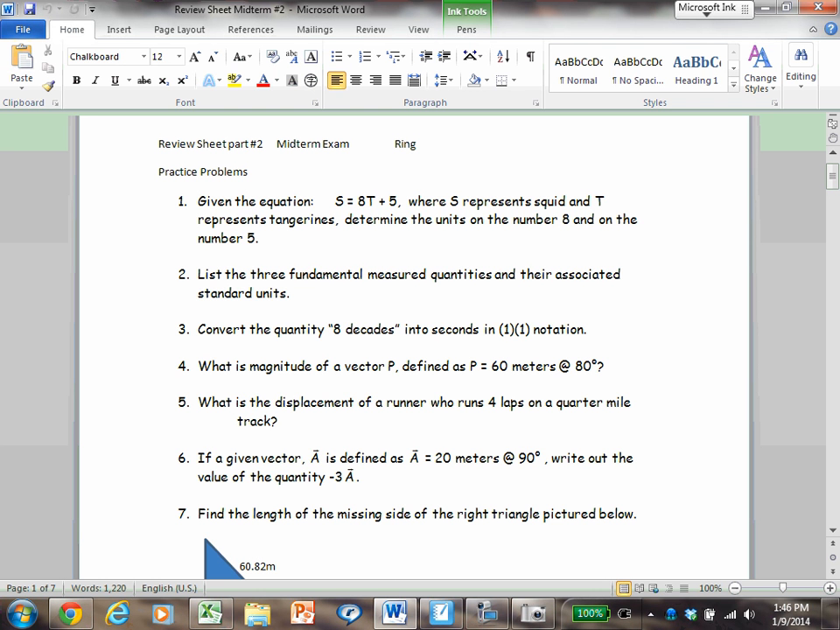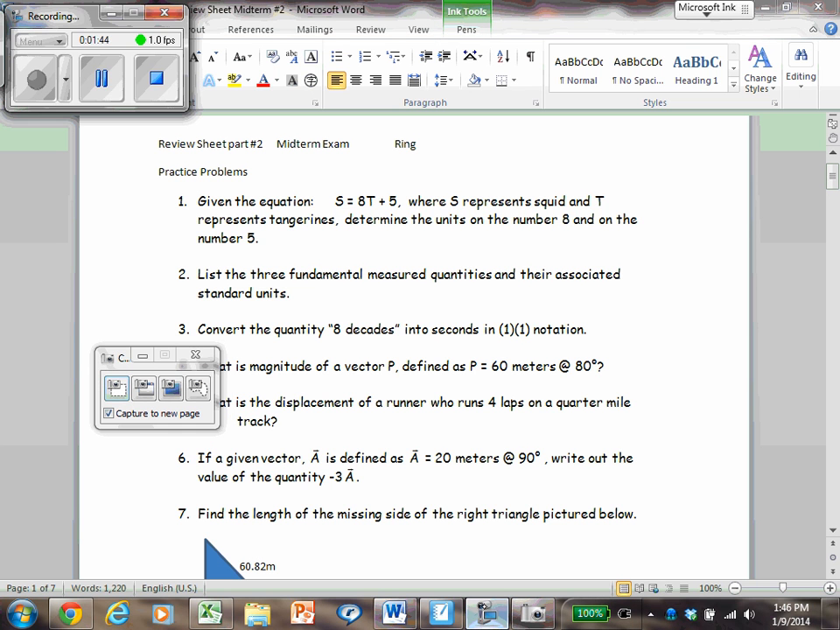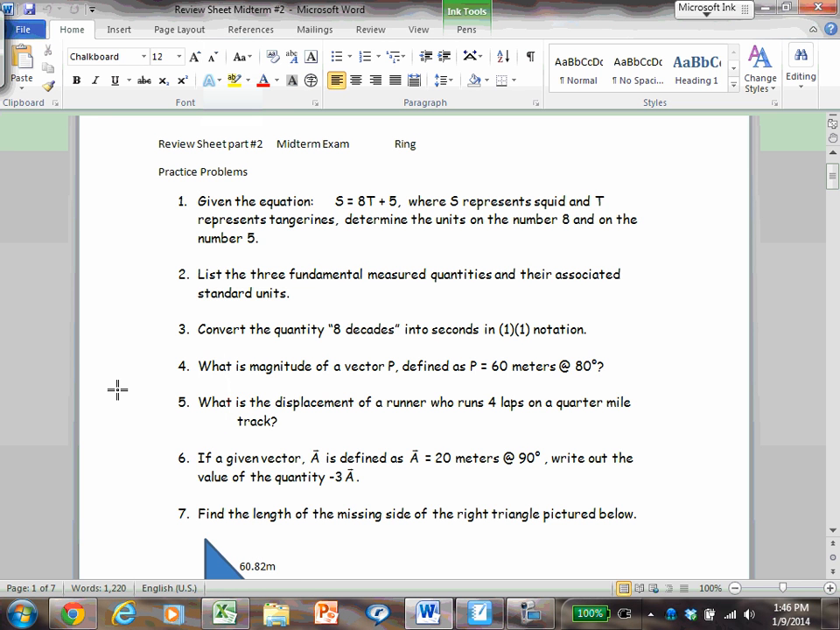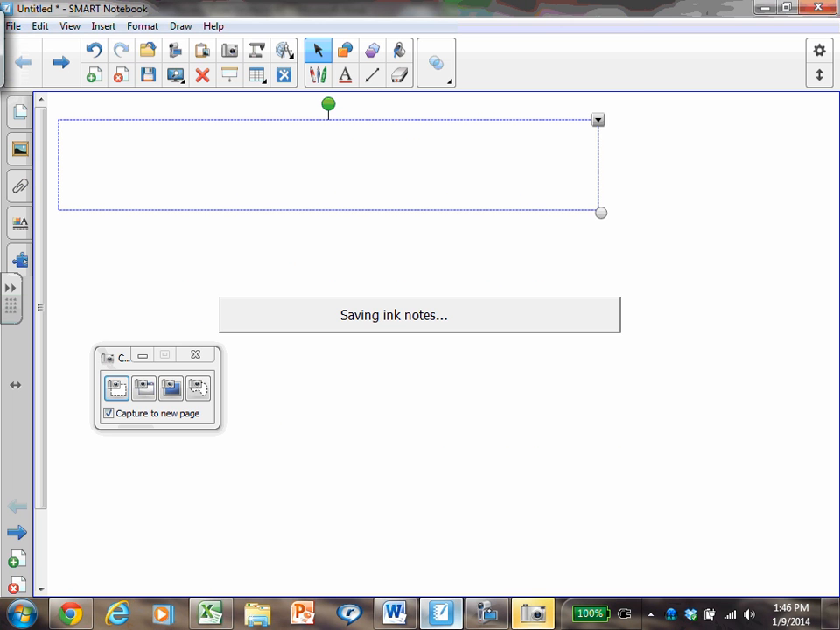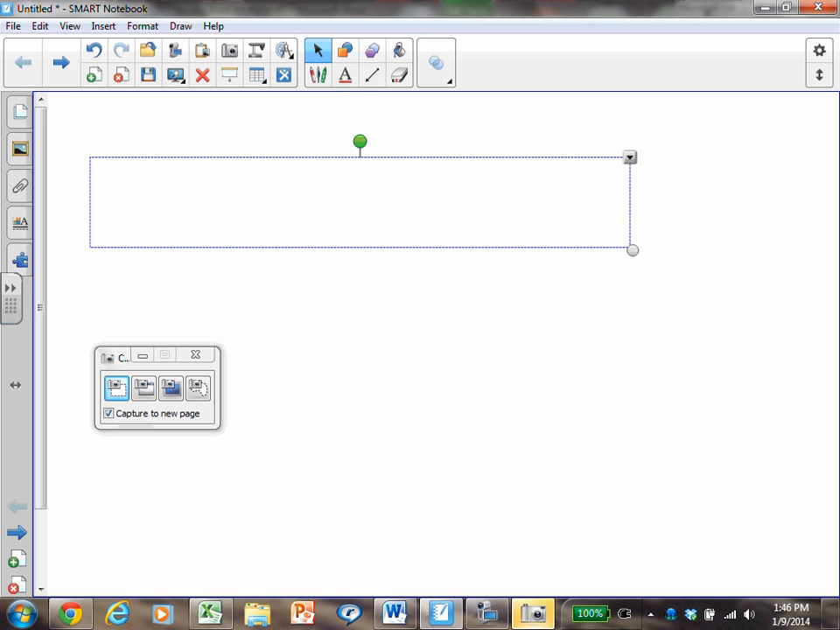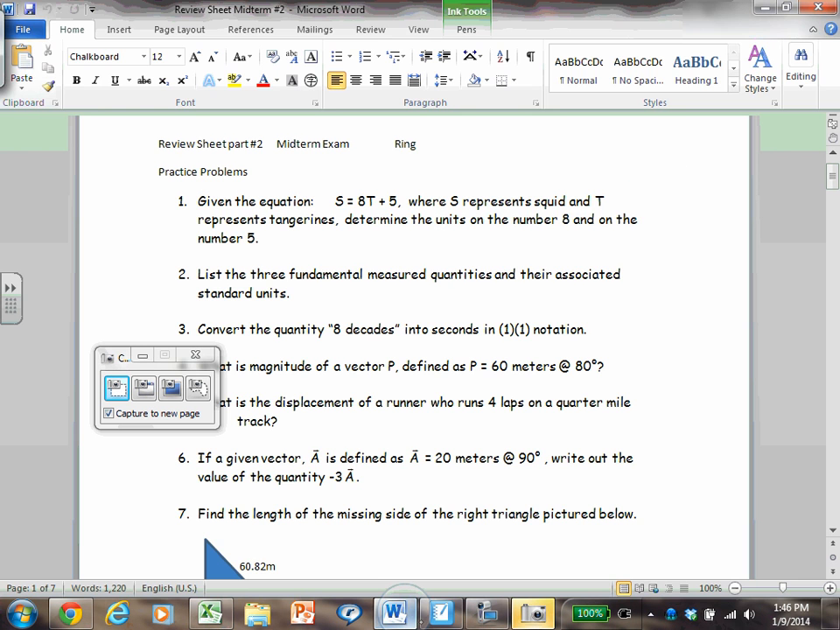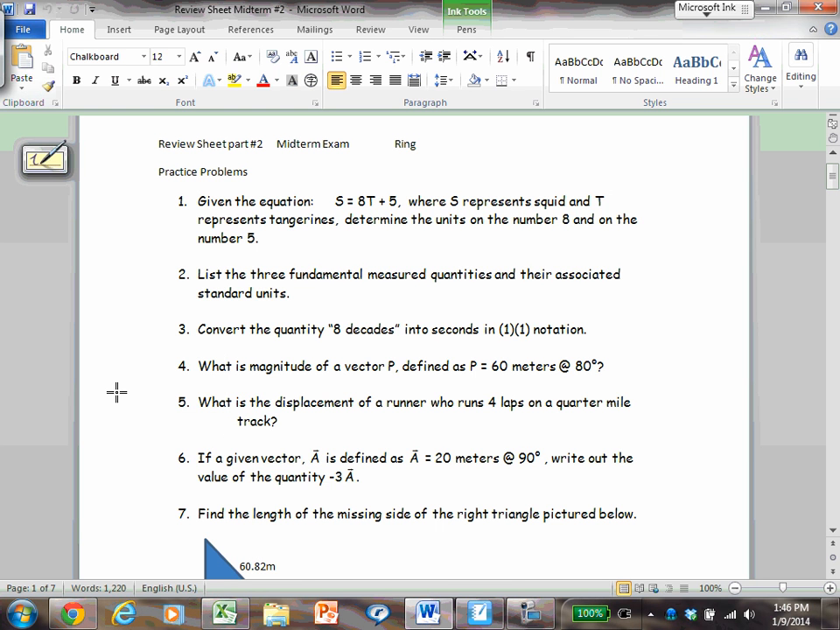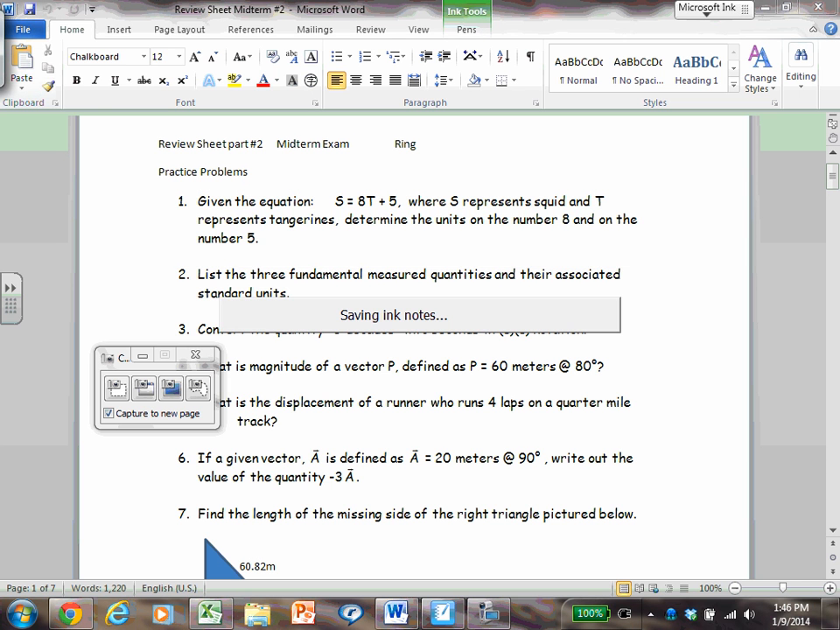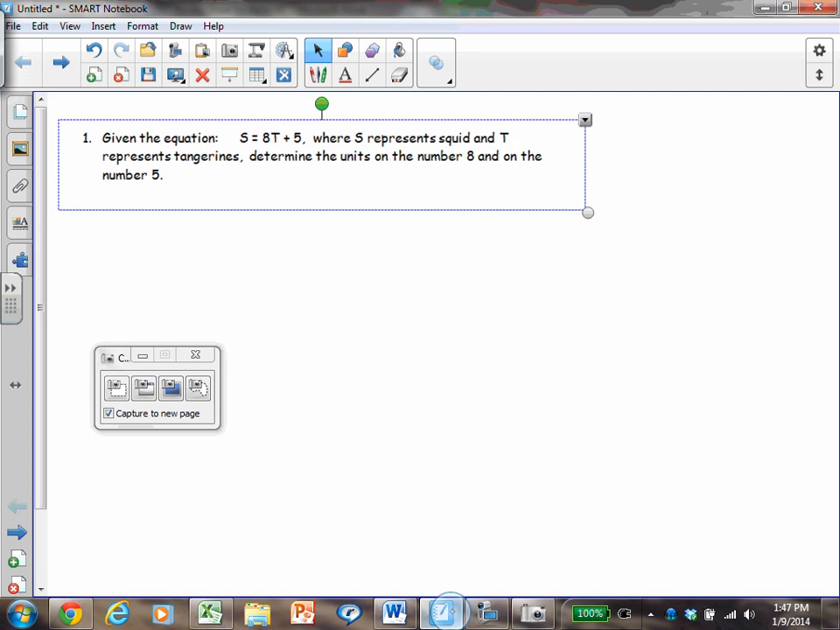So let's just start with this first problem here. Well, we did these. Once you get it, it shouldn't be all that hard. Where'd it go? Well, that didn't work. There it is.